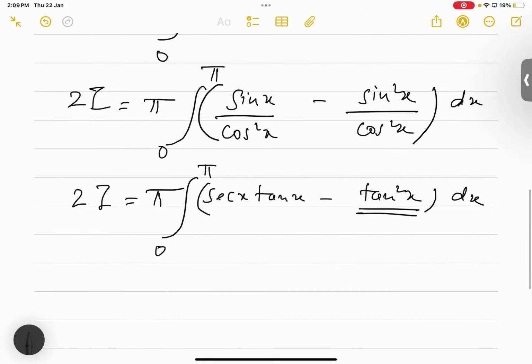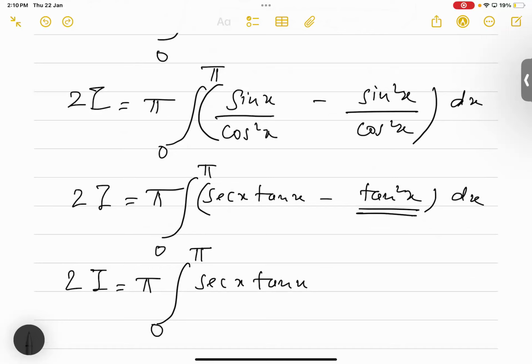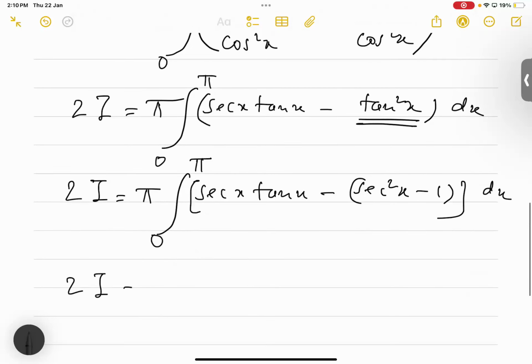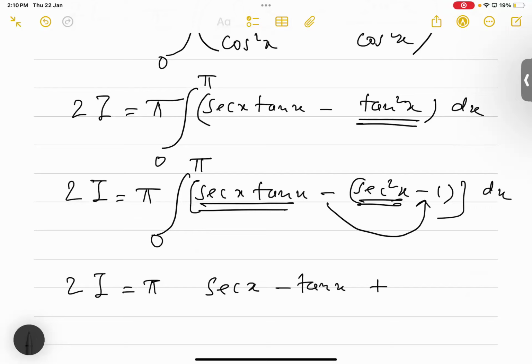Now in indefinite integrals, we have done this. Tan square and cot square, there is no integration formula. So what am I going to do? Sec square x minus one, fundamental identity, but then put a bracket. Why is the bracket important over here? The bracket is important because of the minus sign. So sec x tan x integration is sec x. Sec square x integration is tan x. Minus minus plus integration of 1 is x.